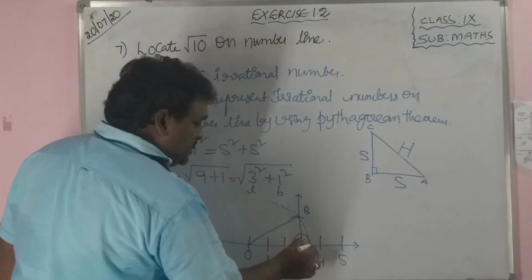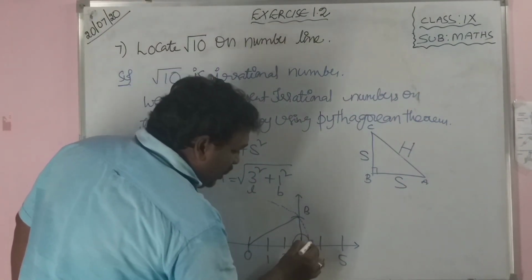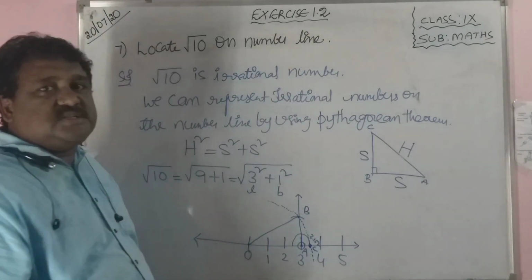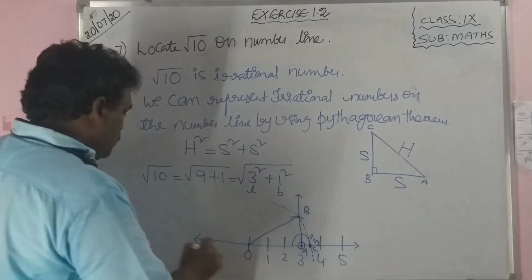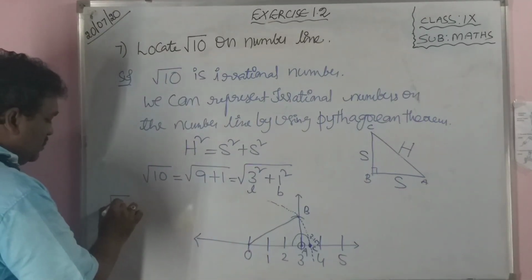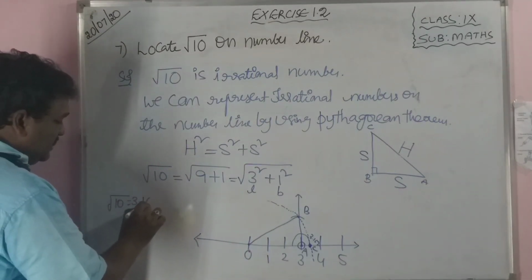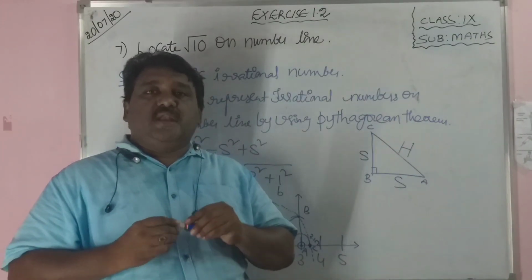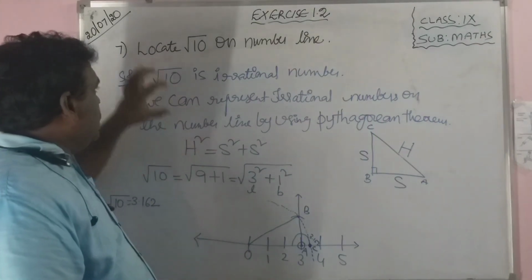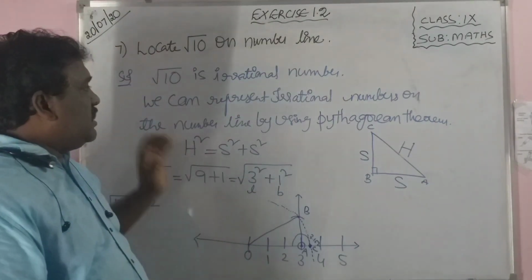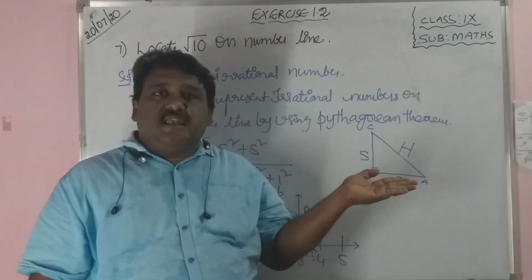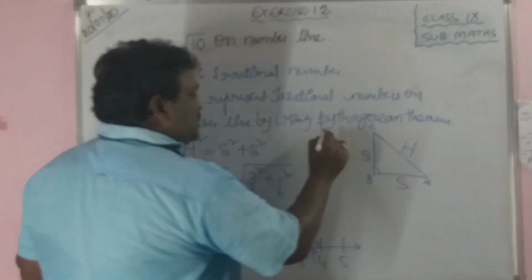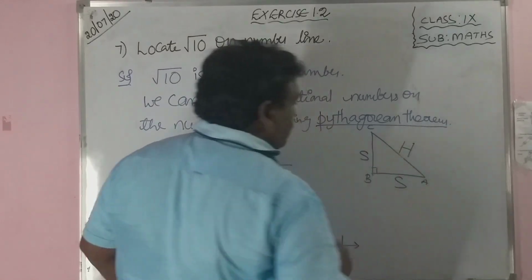So this is how much? That is 3.162. So what is the root 10 value? 3.162. See again, root 10 is an irrational number. We can represent irrational numbers on the number line by using what? By using the Pythagorean theorem.